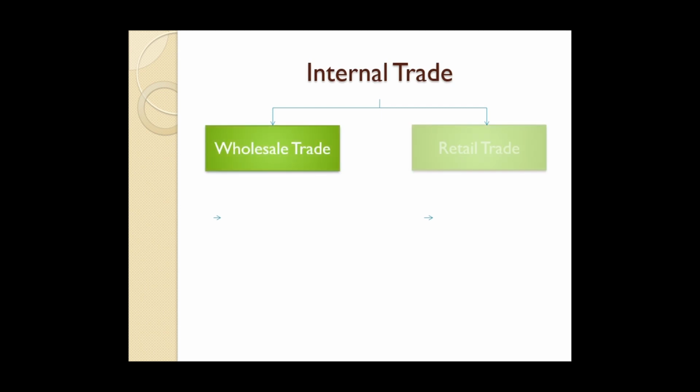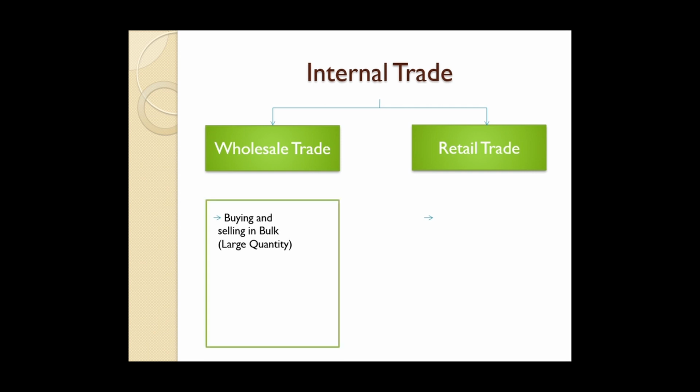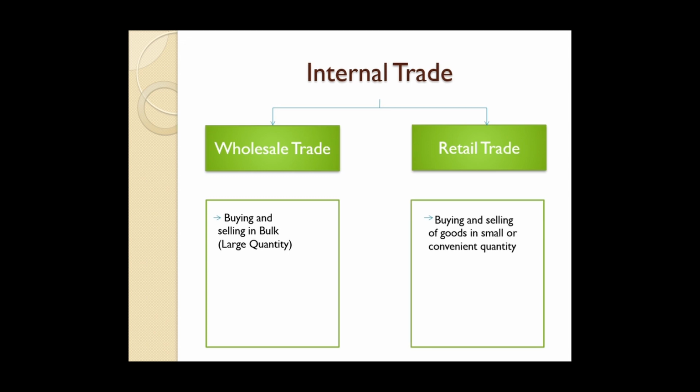Great. Now let's proceed to the two types of trade found within internal trade. We have wholesale trade and retail trade. Wholesale trade is just an explanation of what wholesalers normally do. It simply refers to the buying and selling of goods in bulk, otherwise in a large quantity. And retail trade is simply the buying and selling of goods in small or convenient quantity, like independent retailers do.